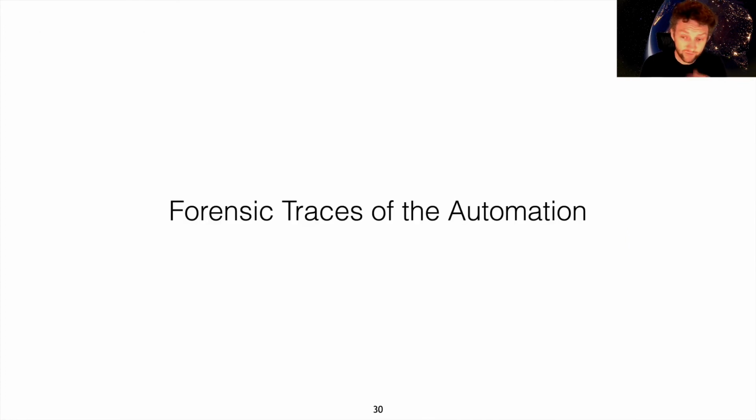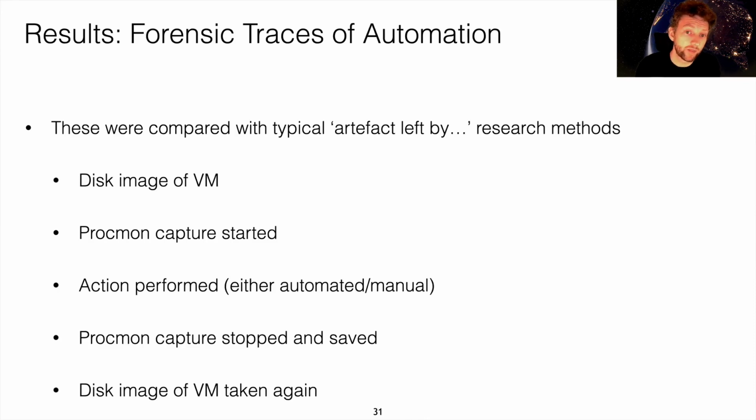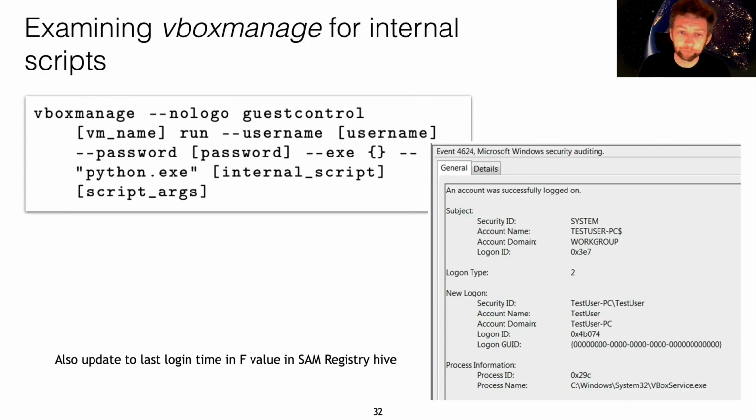I need to very briefly, because I'm running out of time, talk to you about the forensic traces of this automation. This was all done by typical artifact research: disk images, Procmon captures, before and after. The reason we started focusing on the external control is that when you consider internal scripts, you can actually see the consequences of using this VBoxManage guest control to run, let's say, Python.